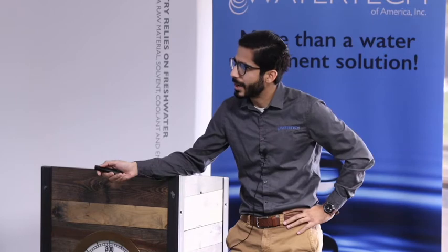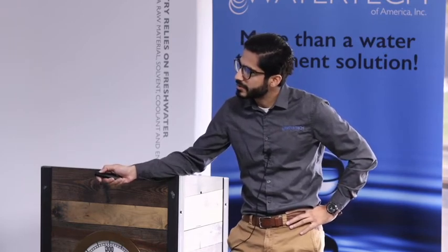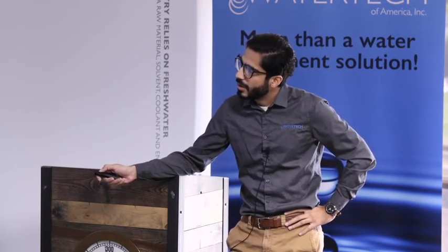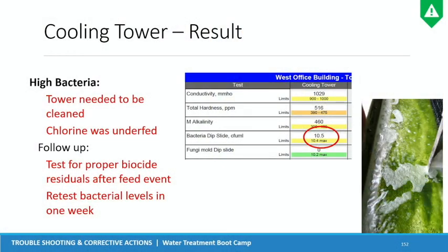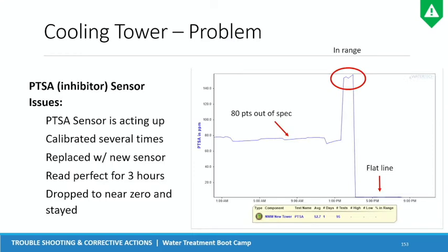So here's another problem that happened to one of our customers. The PTSA reading should be, depending on the chemistry, I think the set point should be around 150 parts per billion, but it was reading at 80. After numerous calibrations, it would stay at 80. So it was a bad sensor. We changed it out, and we went back up to 140. That's where the system should be feeding. And now what happens is 3 hours later, we get a flat line. So can you guess what the problem could be?